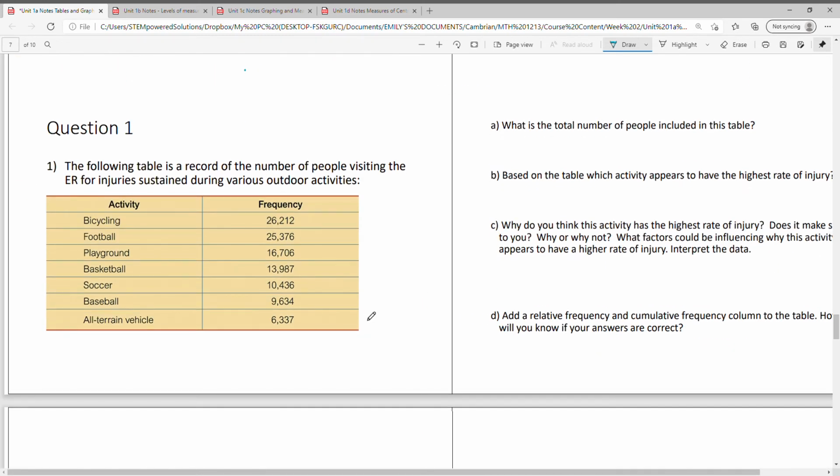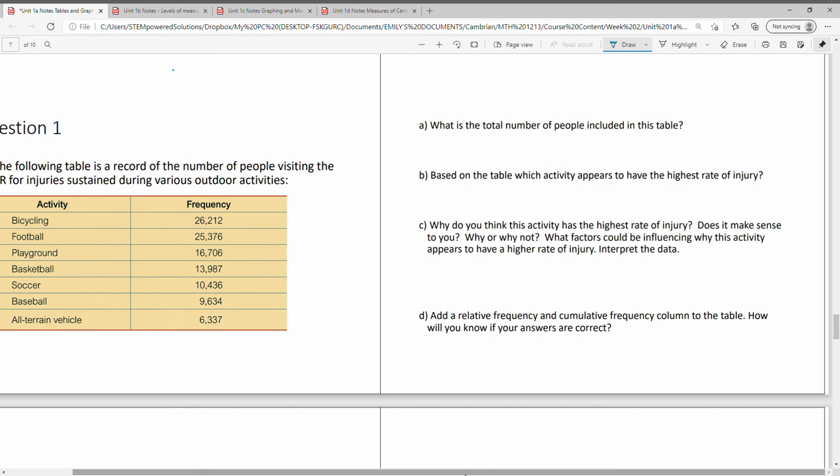So question 1. The following table is a record of the number of people visiting the ER for injuries sustained during various outdoor activities. So we have an activity of bicycling, football, playground, basketball, soccer, baseball, and all-terrain vehicle, and a certain frequency of sustained injuries. A. What is the total number of people included in this table? B. Based on the table, which activity appears to have the highest rate of injury?